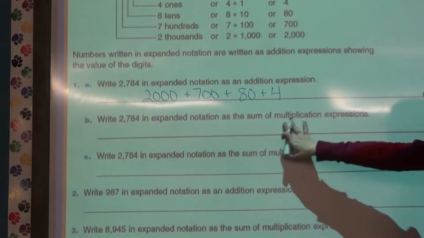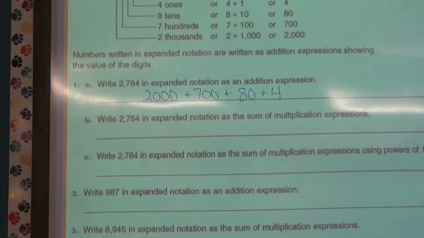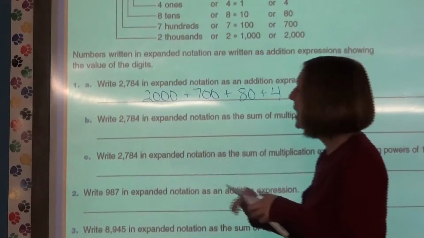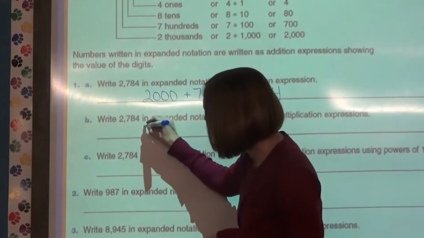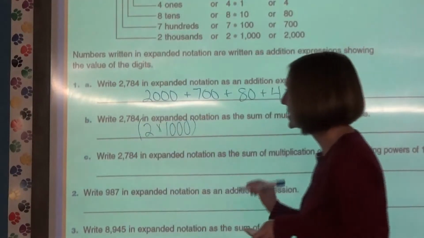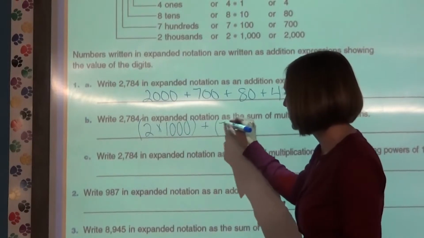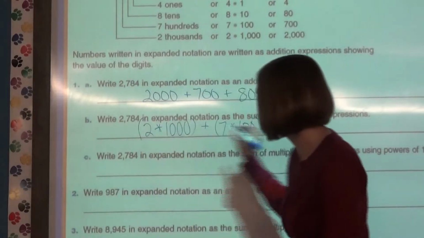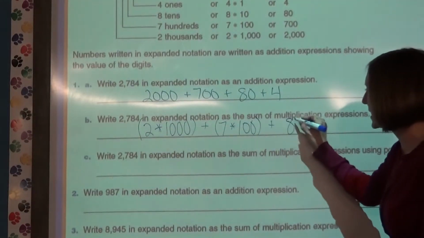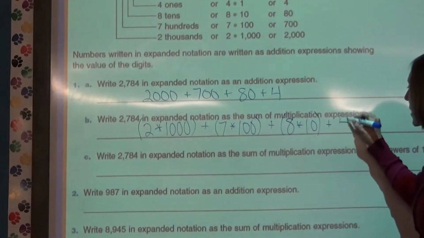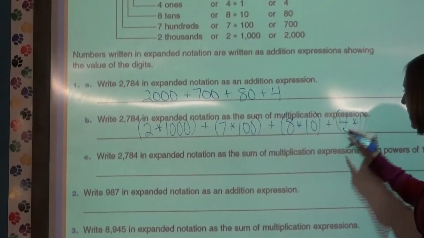Letter B has some different directions. Letter B wants you to write the same number as the sum of multiplication expressions. So now I'm going to take what I've done here, and that will help me down here. 2,000 is really 2 times 1,000. I'm going to go ahead and put that in parentheses. And 700 is really 7 times 100. So again, I'll put that in parentheses. Plus 8. Or 80 is 8 times 10 plus 4, which is really 4 times 1. So that kind of shows your place value.